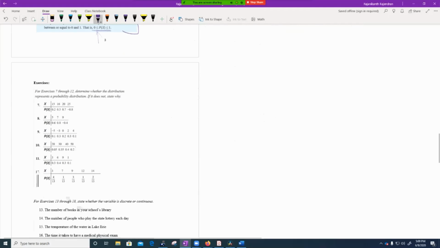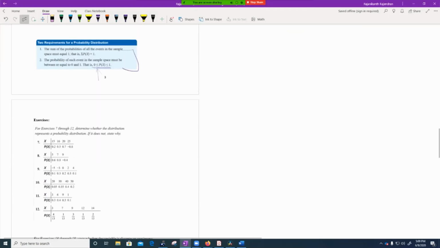So now look at these exercise problems, and for 7 to 12, determine whether the distribution represents a probability distribution. If it is not, state why. Remember, you need to check these two conditions. For each table, these two conditions should be satisfied. Otherwise, it's not going to be a probability distribution table. Okay. Now look at the first one, 7. Is this a probability distribution?